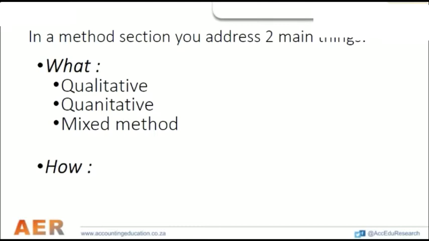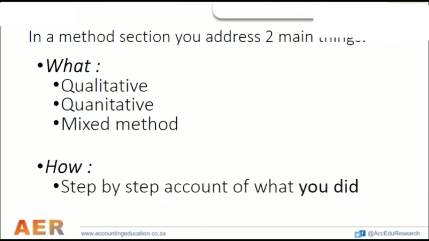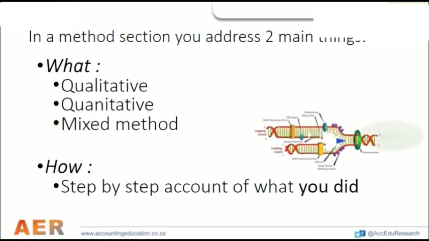In the second part of your method section, you will also be doing the how explanations of your method. This part will give a step-by-step account of what you did. You might ask why it is important to have the what and how parts of your method section. These are important because it is the DNA of your research paper. It explains to the reader of your research paper exactly what you did in performing your research.